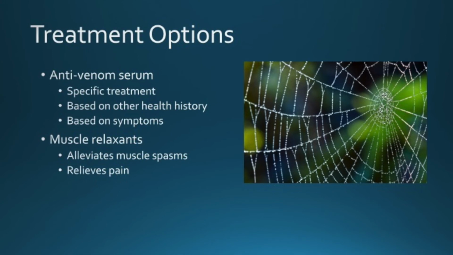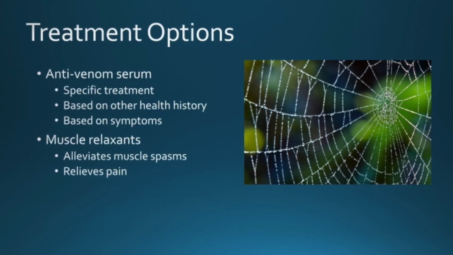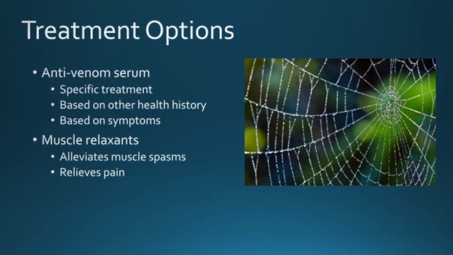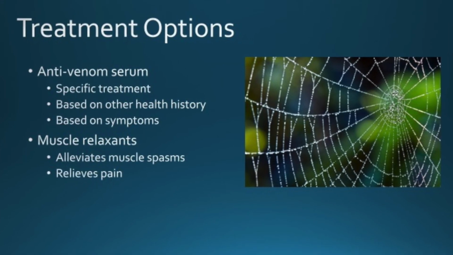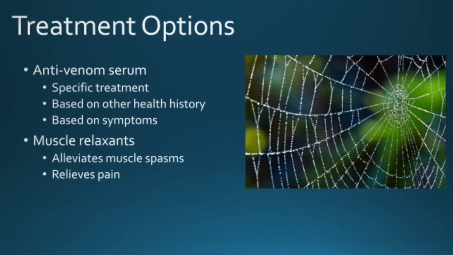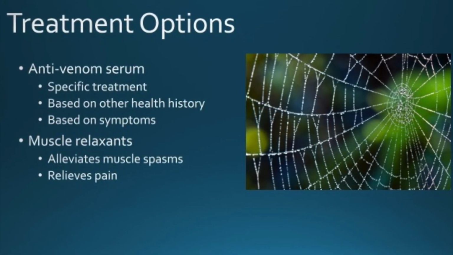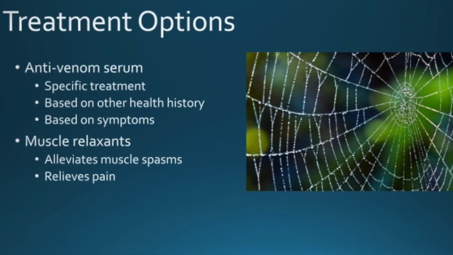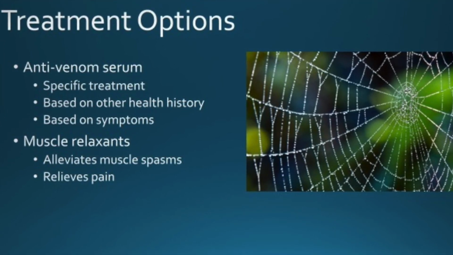The most effective treatment against black widow venom is anti-venom serums. These are usually specific to the patient and depend on past health history along with the severity of their symptoms. Another popular treatment is muscle relaxants. While these can help alleviate symptoms temporarily, anti-venom is the most effective long-term treatment.